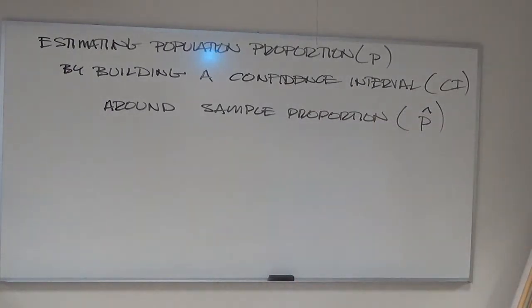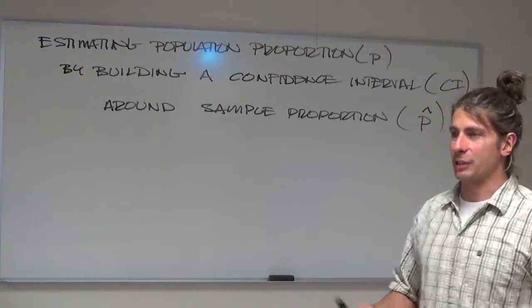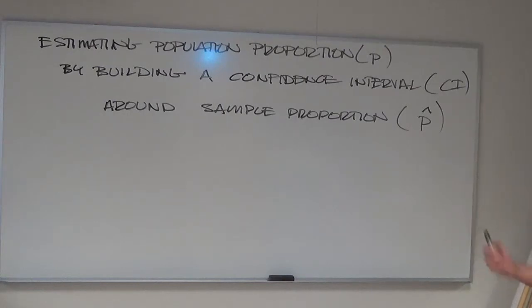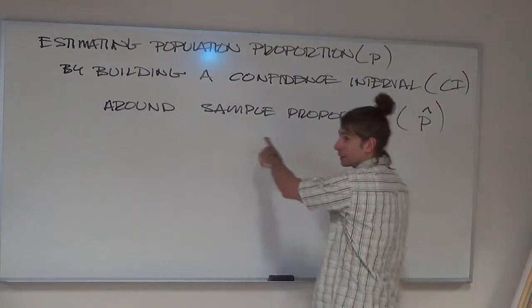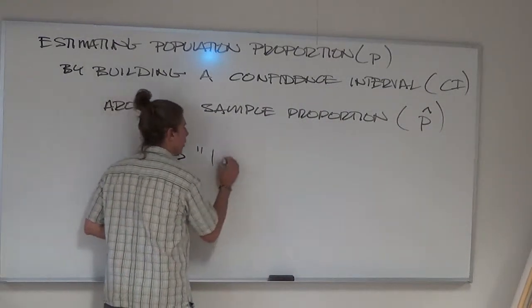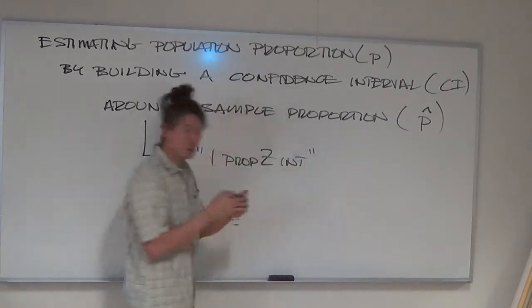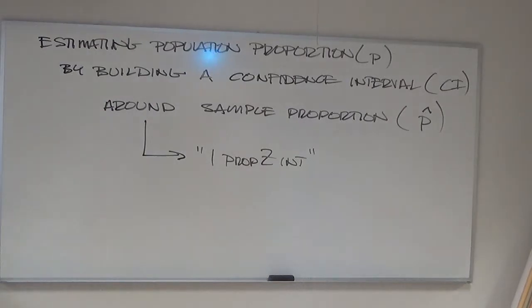That's the point of what we've been talking about. We started talking about it halfway through Tuesday. The rest of today is all talking about that. Fair enough? Ish. Fair enough-ish. So, the TI shortcut for this is the one prop Z interval. There's also going to be another TI shortcut for you guys momentarily. We'll get to that in a little bit.